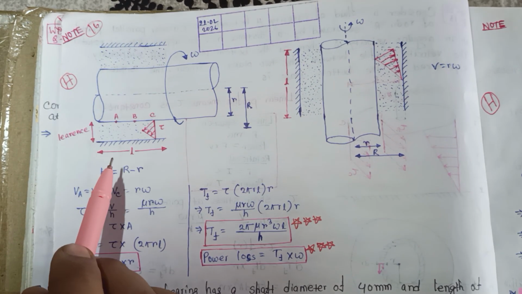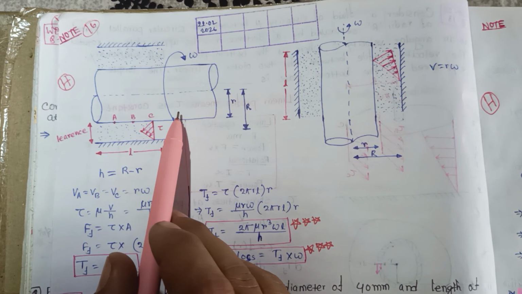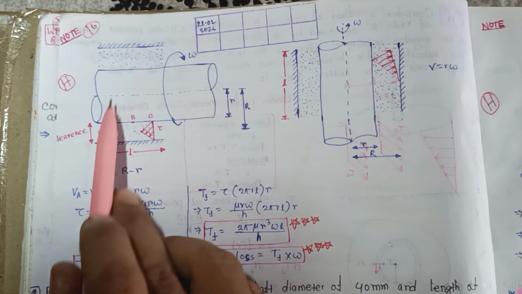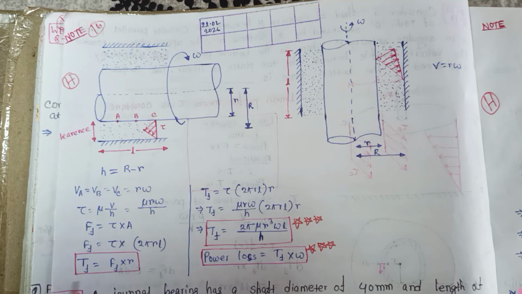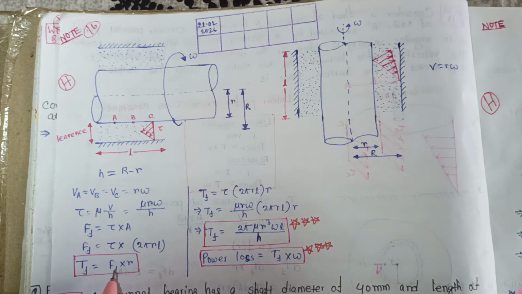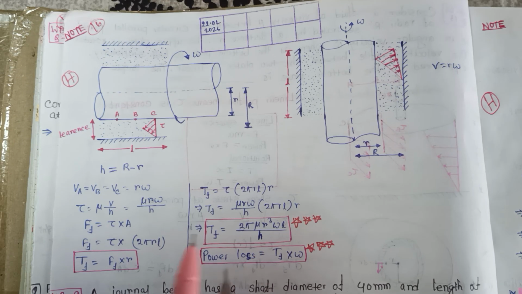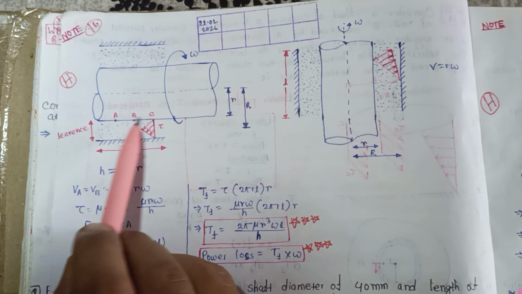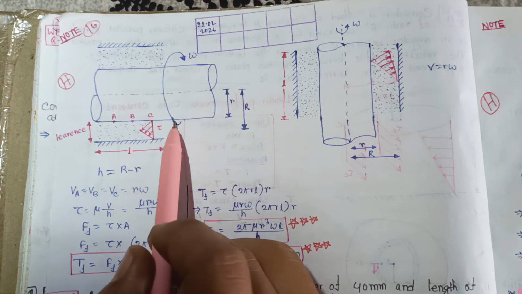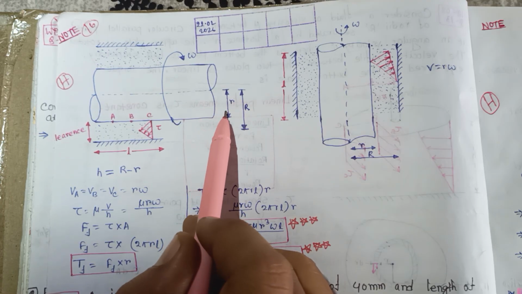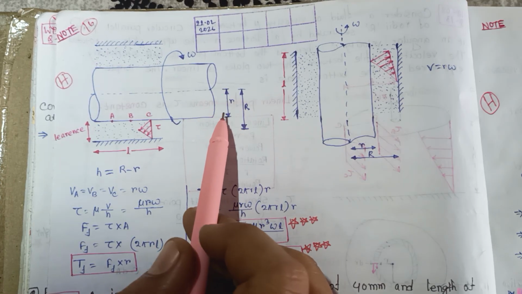So in this lecture, this is the shaft here, and this shaft is rotating inside the journal. We have to calculate the torque and power loss. So how to calculate, we'll see that. This is the shaft here, and the shaft radius is small r.